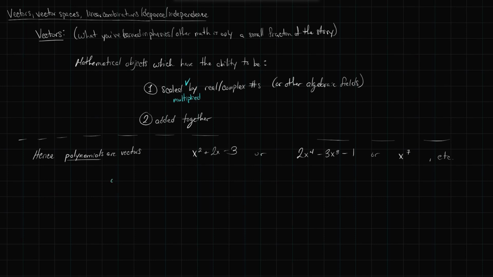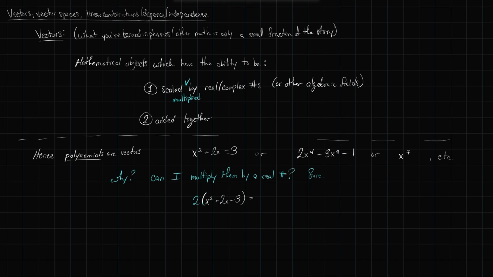Now, why are they vectors? Well, can I multiply them by a real number? Sure, why not? So I can take 2 times the entire first polynomial that I have there, which is x squared plus 2x minus 3.